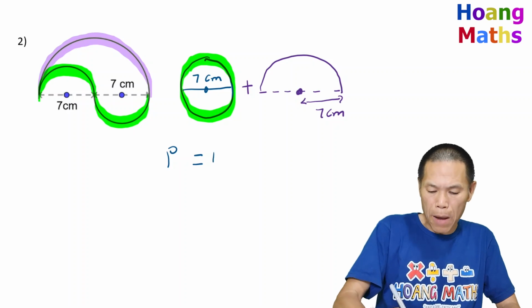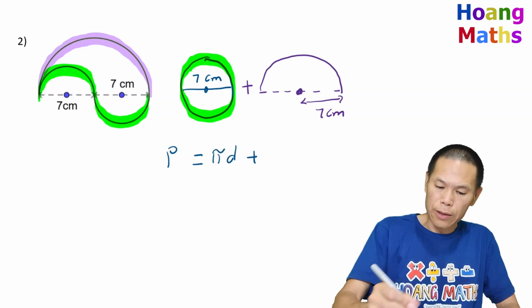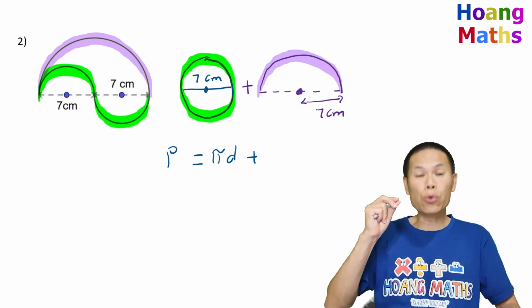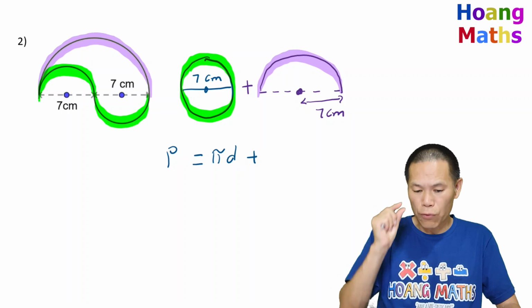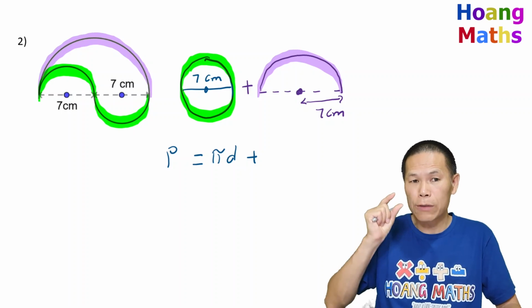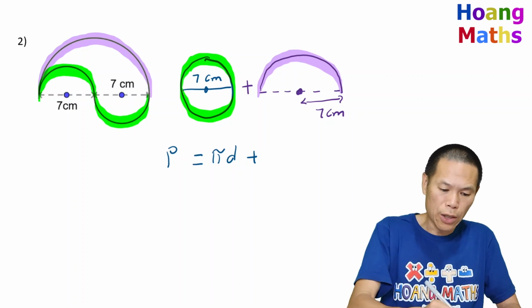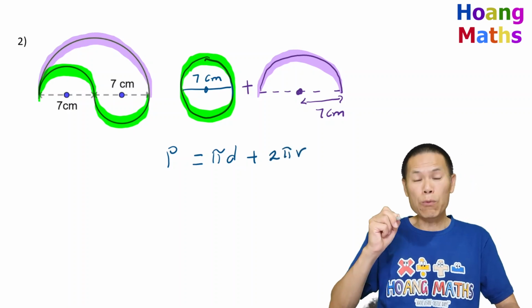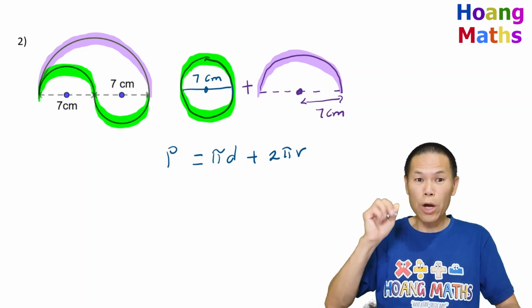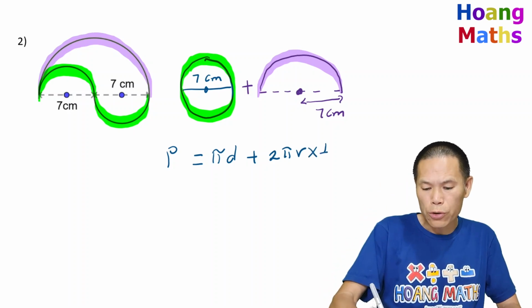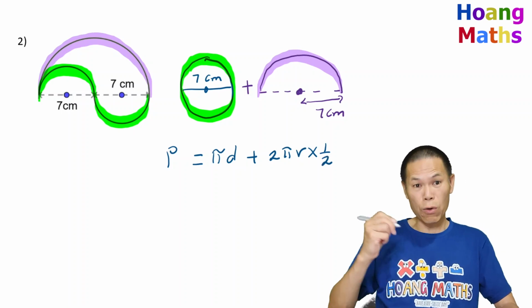So that means pi d, and then we add the circumference of this circle here, we use 2 pi times the radius because the radius is 7. Or you can write pi d, but then d is 14, okay? Keep that in mind. So we just add 2 pi r. That will give us the whole circle. We only need half of it, so we just times a half. Or you can divide by 2, okay, nothing wrong with that.